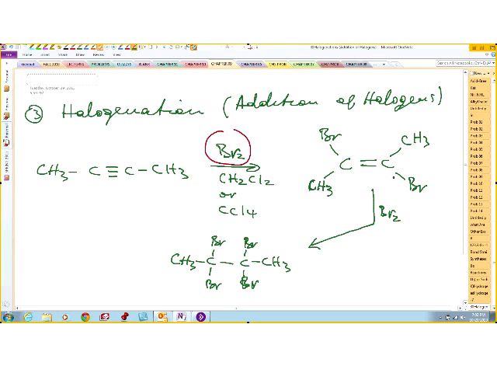You don't need to write the solvent. Very often we don't even write the solvent in there. But I just want to let you know, if you see that anywhere, know that that's just a solvent.